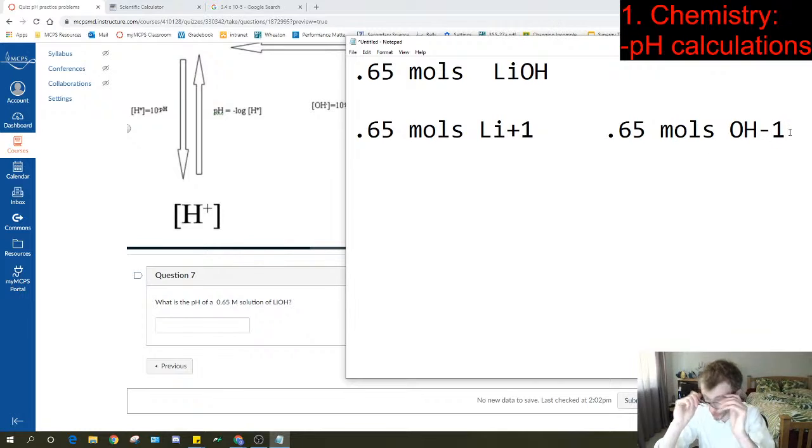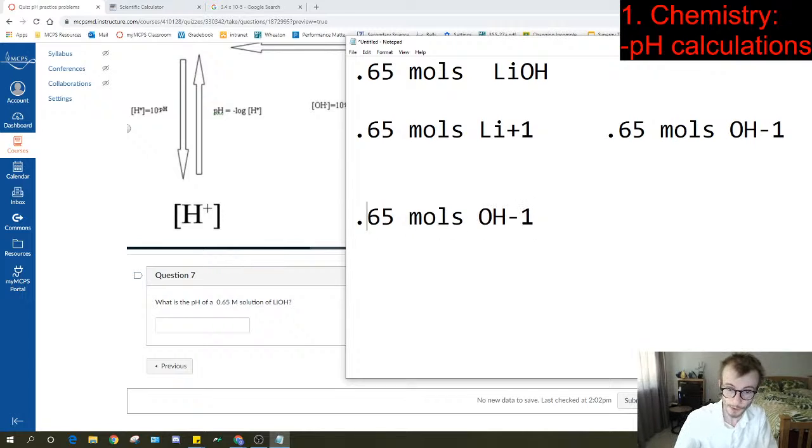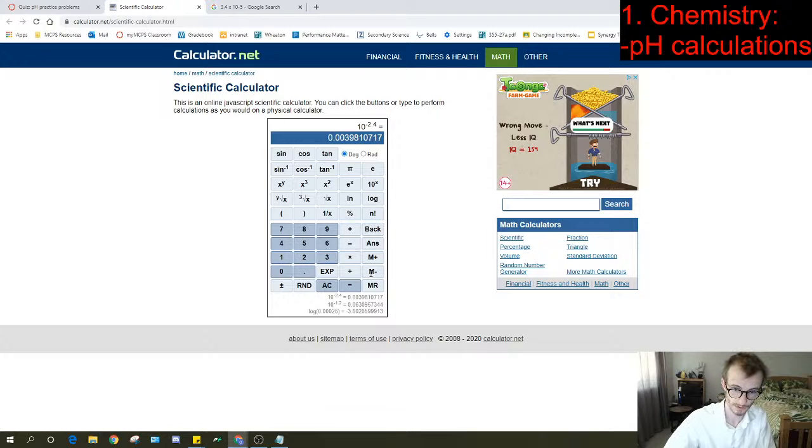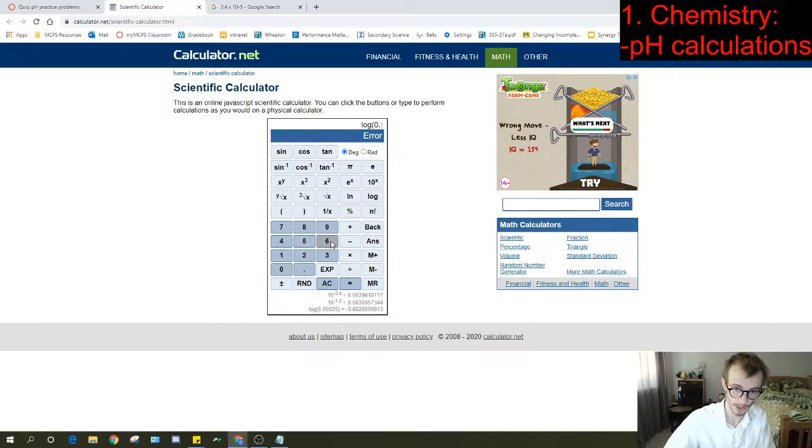Okay, we just learned how to take the concentration of OH and turn that into pOH. How do we do that? We use the log symbol. This is the one I'm going to use. I'm going to use the log function to slap this whole thing in there. So I'm going to take log of 0.65. Bam.